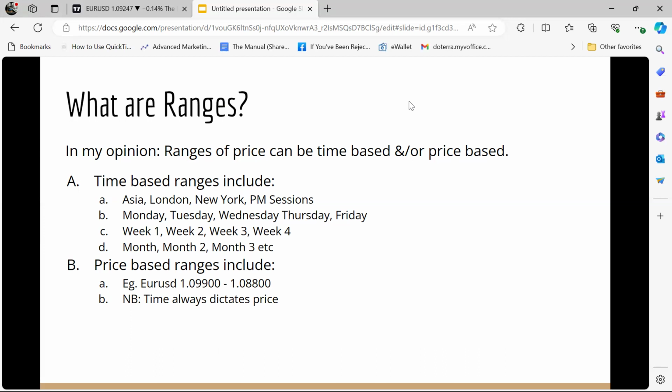And of course, price ranges are quite simple, a range of probably 100 pips or 1,000 pips, depending on the instrument that you're looking at. And as I said, time always dictates price. What you'll find is that price will do what it's supposed to do at the time when it's supposed to do it. It's not going to be the other way around.